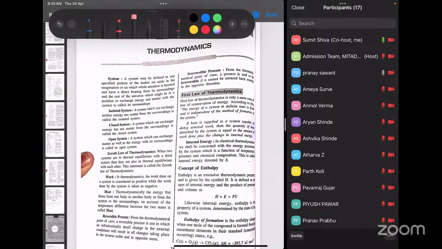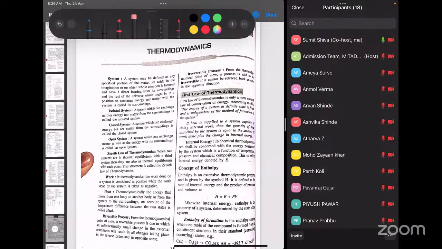Okay, thermodynamics. Thermodynamics is the branch of chemistry as well as physics in which we study macroscopic and microscopic properties of a system. So first of all, we will try to understand what a system is. A system is a specific portion of the universe which we are going to study. Apart from that portion, whatever is left is known as the surrounding. And when we add system with surrounding, we get the universe. So we have three different parts in thermodynamics: system, surrounding, and universe.